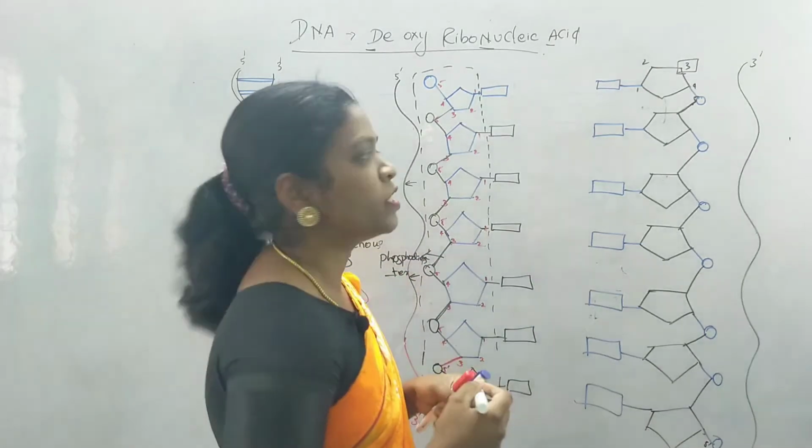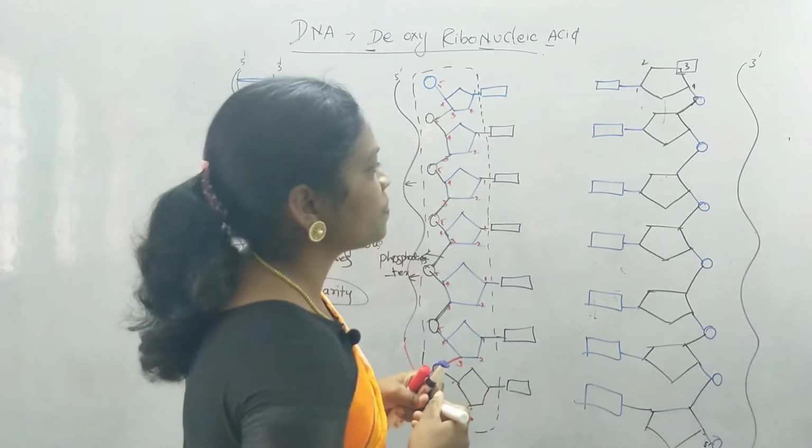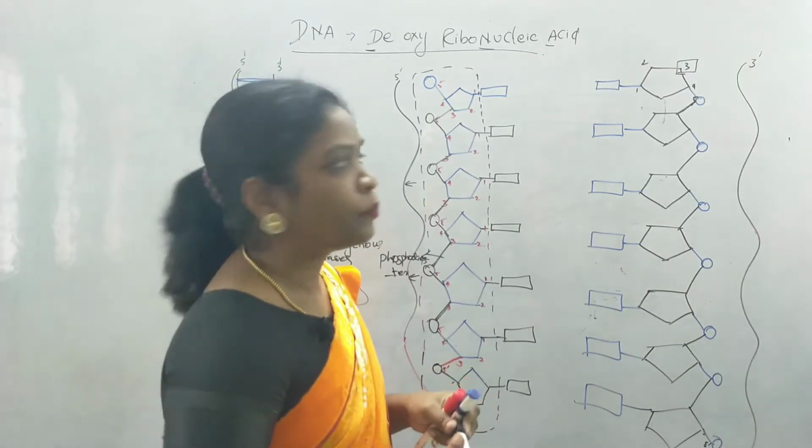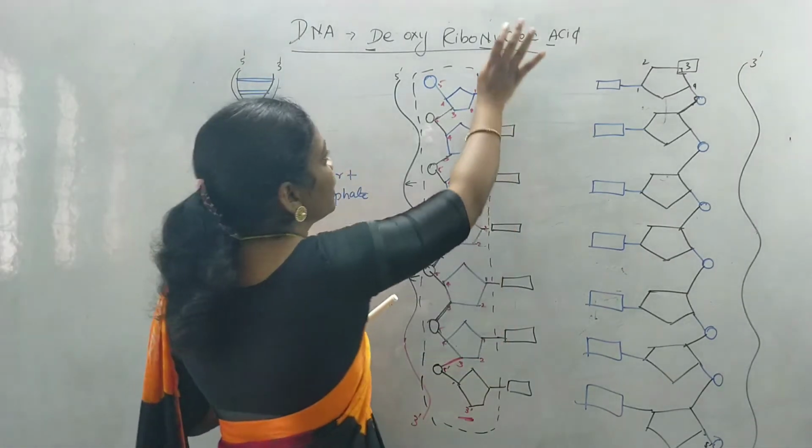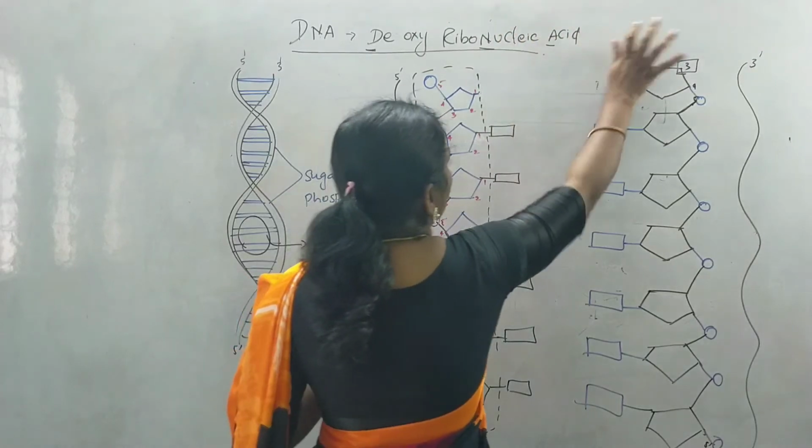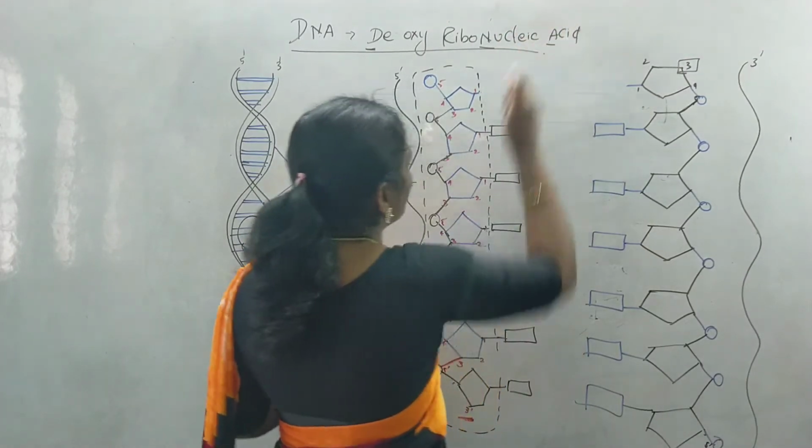Now we'll write the nitrogenous bases here. What are the nitrogenous bases? As you all know, purines and pyrimidines. I'm drawing the purines and pyrimidines here, the exact structure. Only one strand I'll show you.